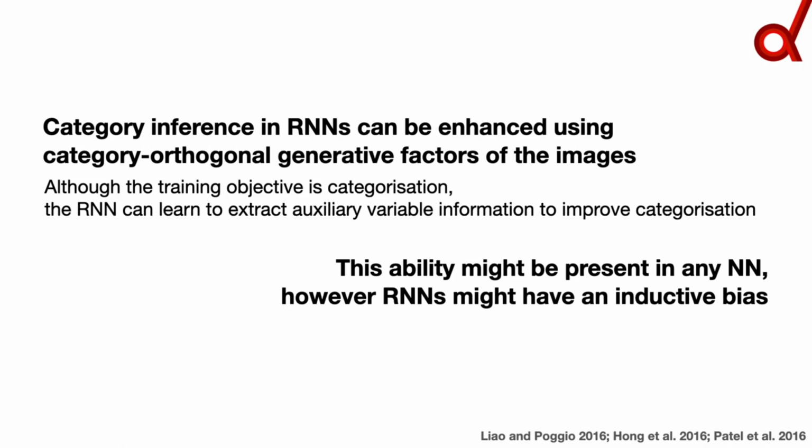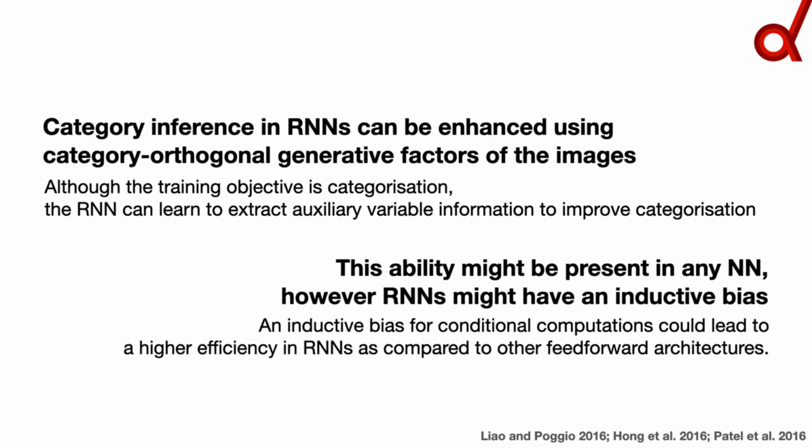However, we think recurrent neural networks might have an advantage because they have an inductive bias for conditional computations, and our proposal included a conditional computation. So it might be the case that RNNs can learn extracting auxiliary variables and using them to constrain category inference better than a feedforward neural net. And that might be why people report higher efficiency for RNNs as compared to other architectures.